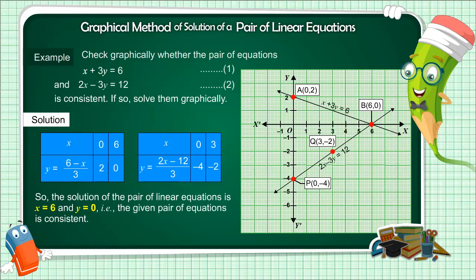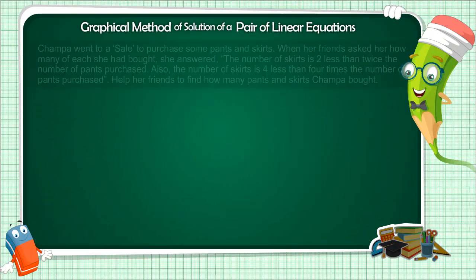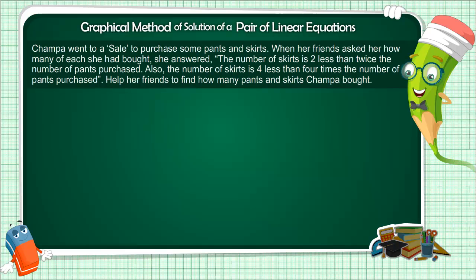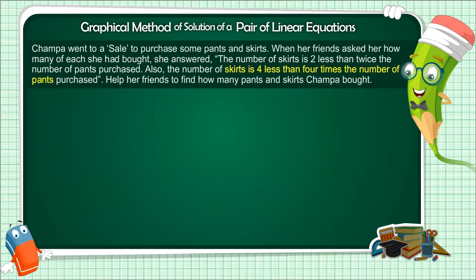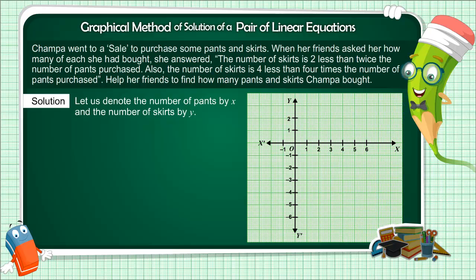Let us try to understand it better through one last example. Champa goes to a sale and buys some pants and skirts. When her friend asks her about the clothes, she tells her that she has bought 2 less skirts than double the number of pants, and 4 less skirts than 4 times the number of pants she bought. Now you help Champa's friend to know how many pants and skirts Champa has bought. So let's try to find out. The pants are denoted by x and the skirts by y. Now the equations will be like this.